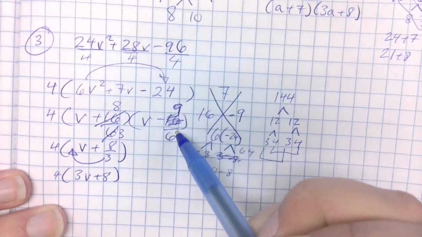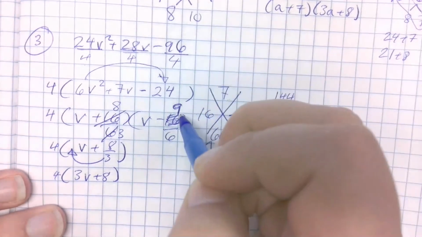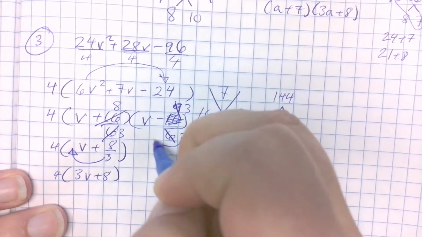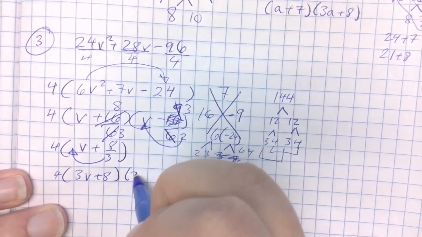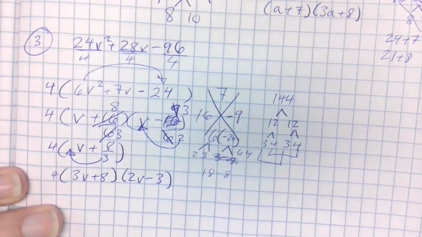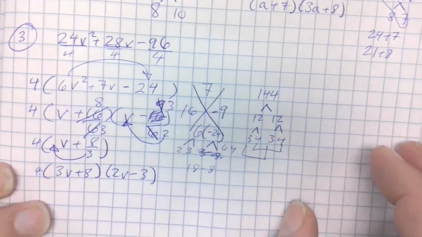What about 9 over 6? What can we take out of everything? Take a 3. So what does that leave the 9 as? 3. What does that leave the 6 as? And then just put the 2 in front. Okay? You guys with me? Okay?